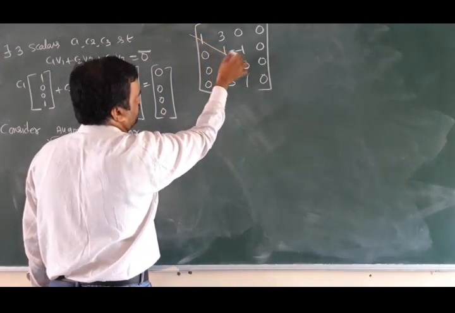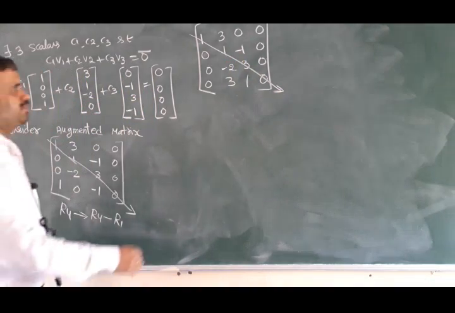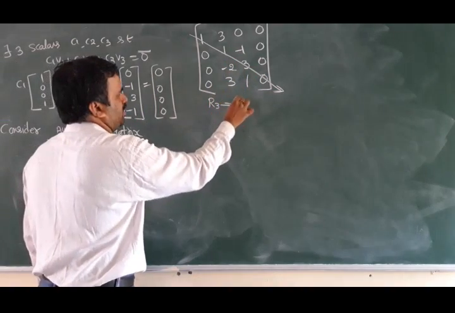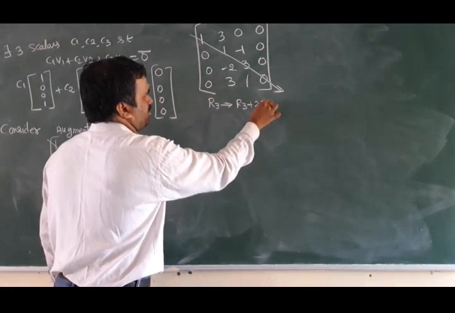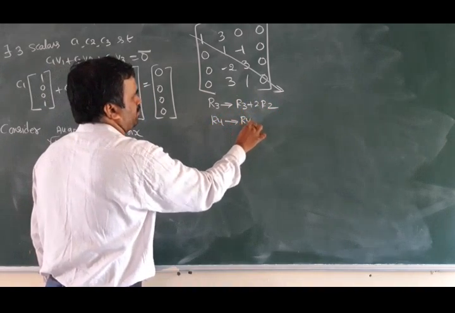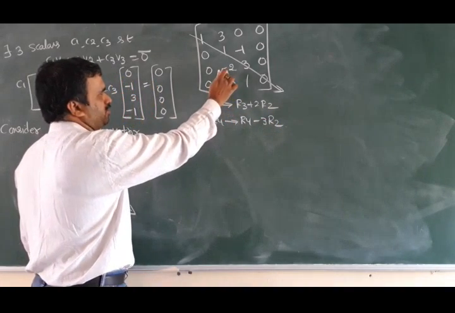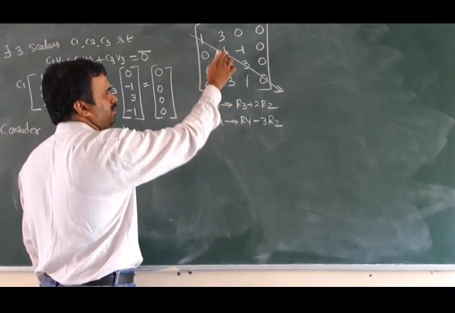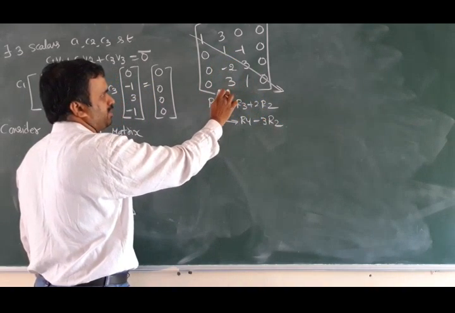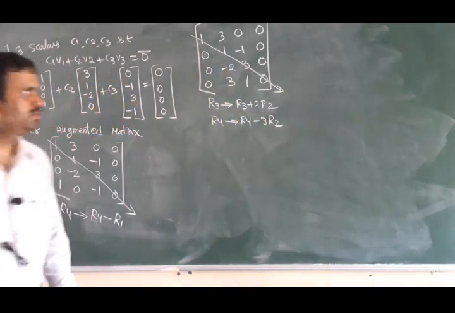First row first element, second row second, third row third. Again below this line we have to make 0, namely these two positions. R3 implies R3 plus 2 times R2. Similarly R4 implies R4 minus 3 R2. These two elements, minus 2 and 3, we have to make 0. For minus 2 we require plus 2, so I multiply by 2. For 3 we require minus 3, so I multiply by 3 and subtract.